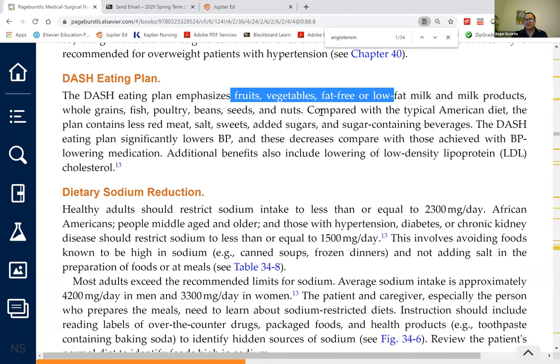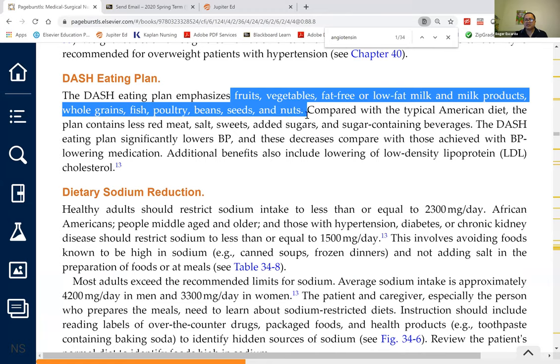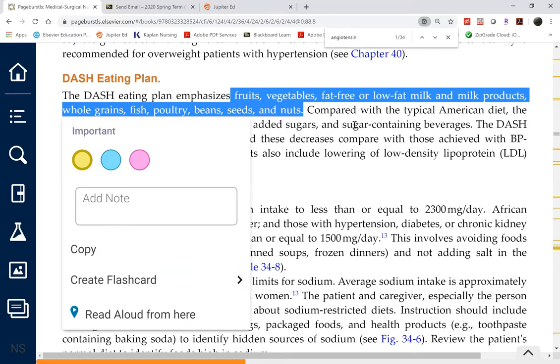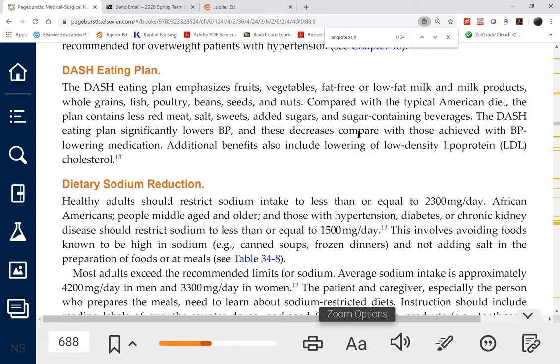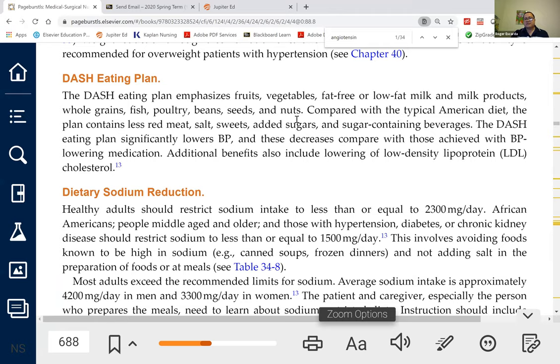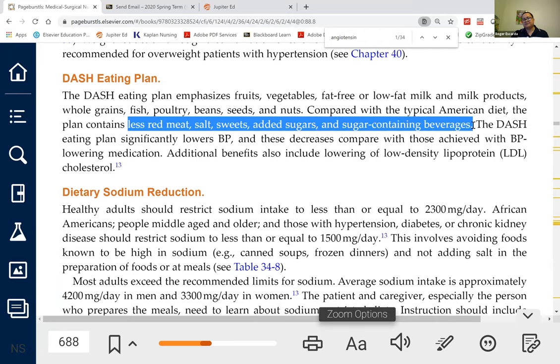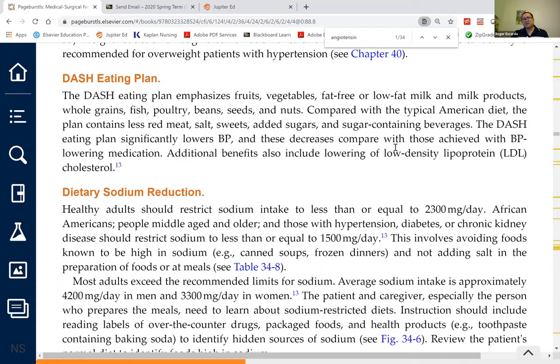You won't see that. You'll actually see menu items. I'm sure you know what I mean. Legumes, spinach, it'll list. Yeah, you'll actually see examples of the fruits and the milk products. All right, that's what I'm trying to say. Like here, for instance, less red meat, salt, sweets, or let's say soda.